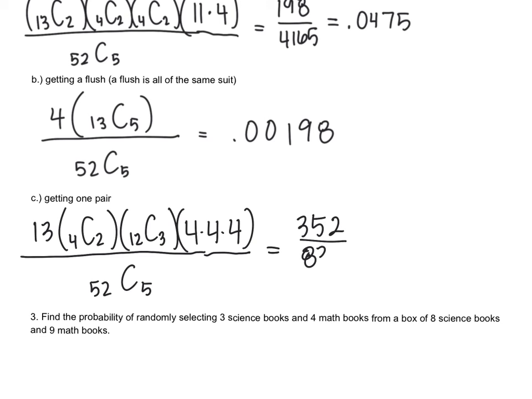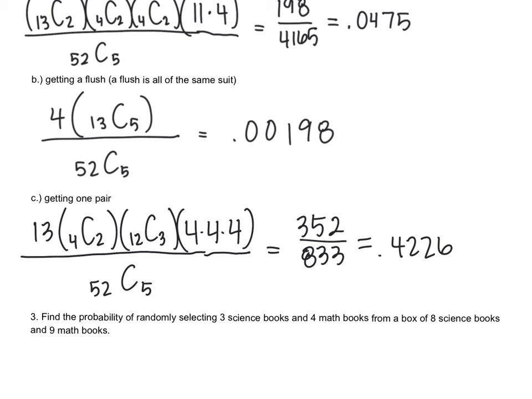which gives us the fraction 352 over 833, which is 0.42226. So that's a 42% chance. So getting one pair is the lowest winning hand in poker because it's the highest probability.